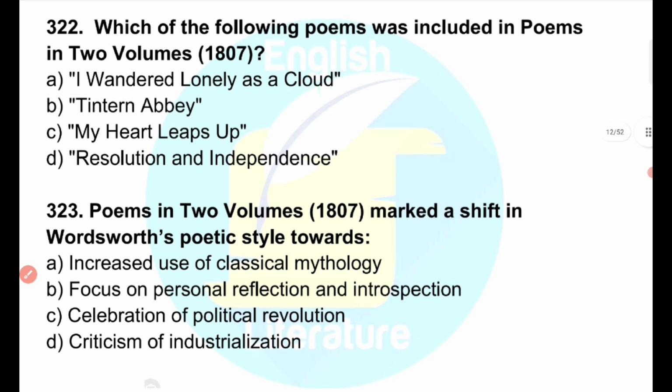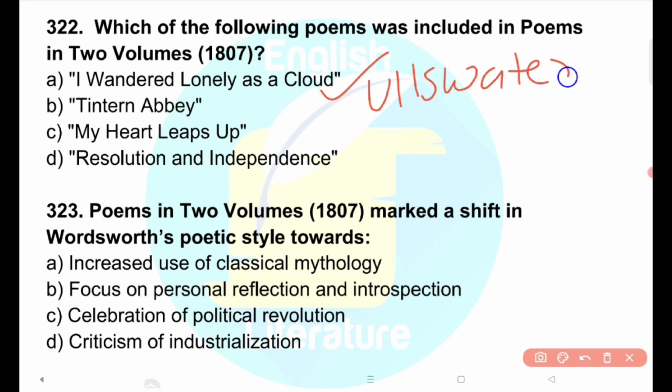Which of the following poems was included in Poems in Two Volumes, 1807? Option A, I Wandered Lonely as a Cloud. This famous poem, inspired by daffodils near Ullswater Lake, was included in Poems in Two Volumes, 1807. Although My Heart Leaps Up was written around the same time, it was not included in the 1807 collection.